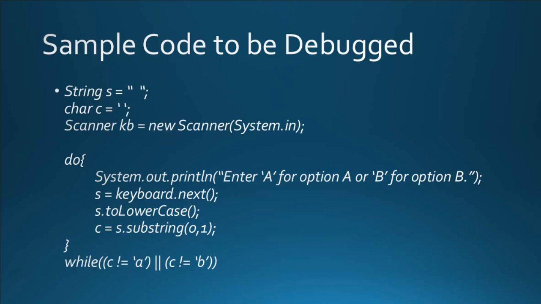So here's some sample code to be debugged. All right, here I have String s equals quote quote, char c equals quote quote, Scanner kb equals new Scanner(System.in). I have a do, System.out.println("Enter A for option A, B for option B"), s equals keyboard.next(), s.toLowerCase(), c equals s.substring(0,1), while c is not equal to 'a' or c is not equal to 'b'.